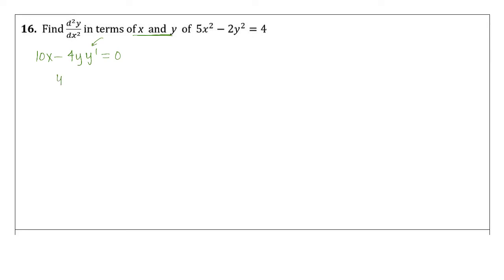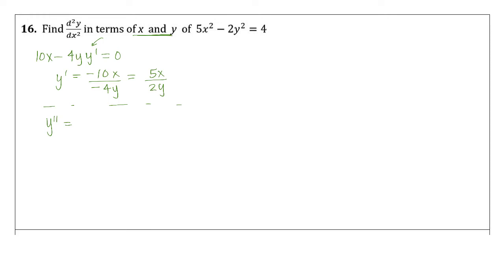So we're going to have y prime equals negative 10x over negative 4y, and definitely reduce this. So we're going to have positive 5 over 2 times x over y. We can look at it that way, but that might mess up some folks. Let's just go ahead and say that's going to be positive 5x over 2y. All right, now we're going to do our second derivative, which means we go through this process again. So we're going to have y prime prime.